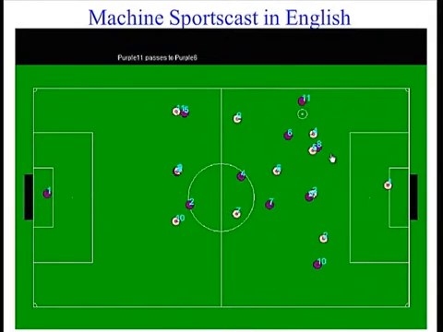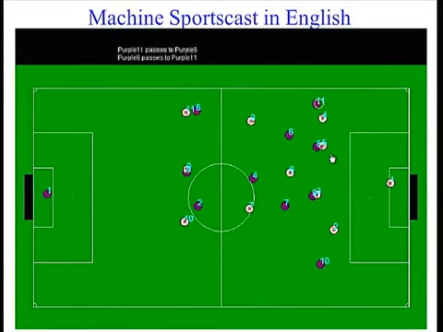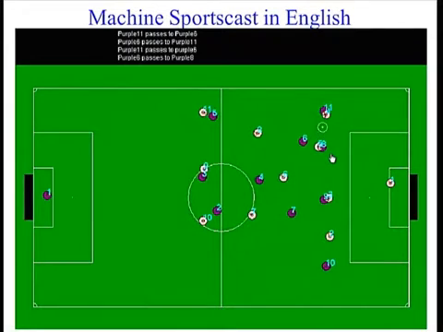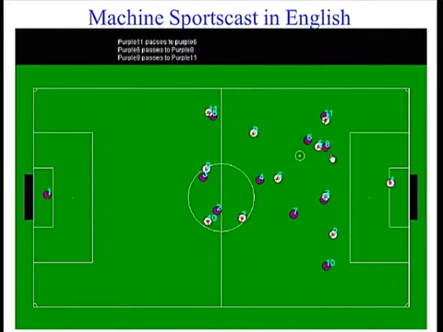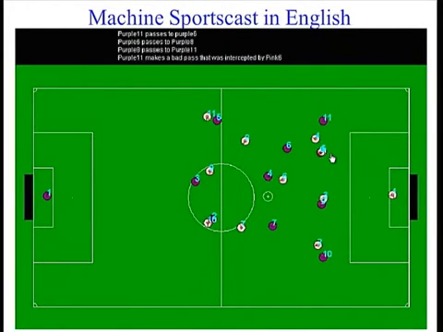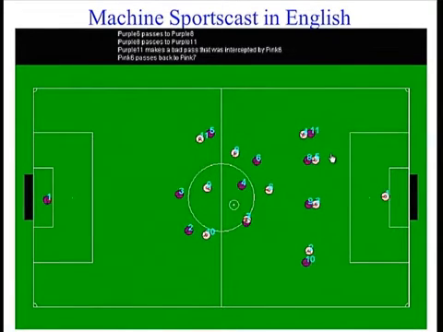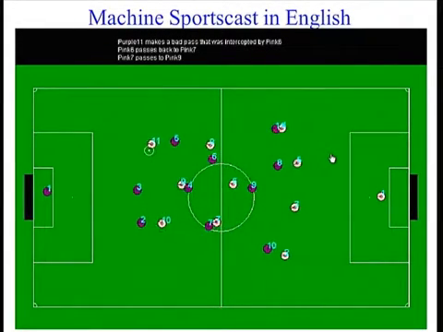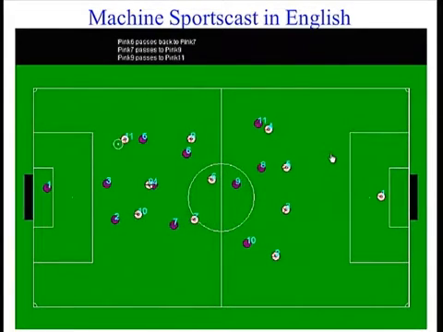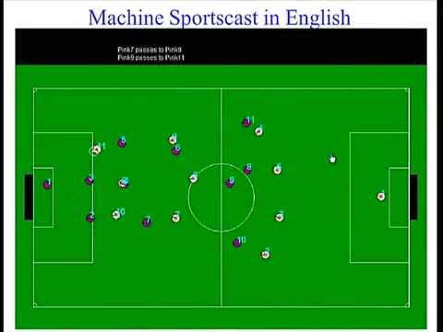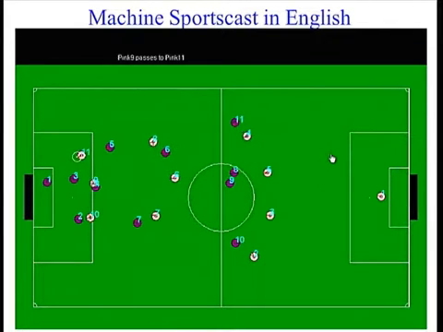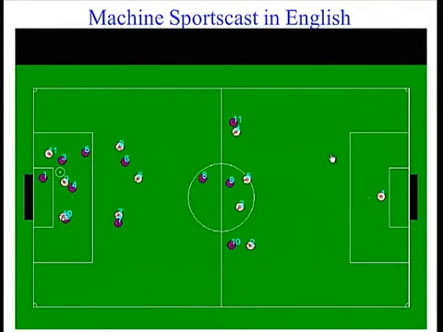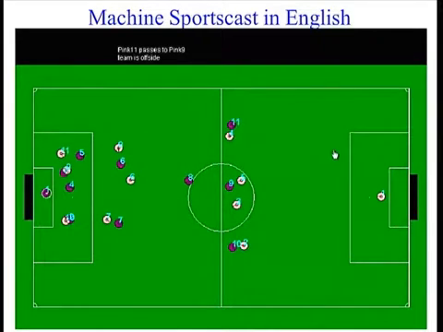Purple 11 passes to purple 6. Purple 6 passes to purple 11. Purple 11 passes to purple 6. Purple 6 passes to purple 8. Purple 8 passes to purple 11. Purple 11 makes a bad pass that was intercepted by pink 6. Pink 6 passes back to pink 7. Pink 7 passes to pink 9. Pink 9 passes to pink 11. Pink 11 passes to pink 9. Team is offside.